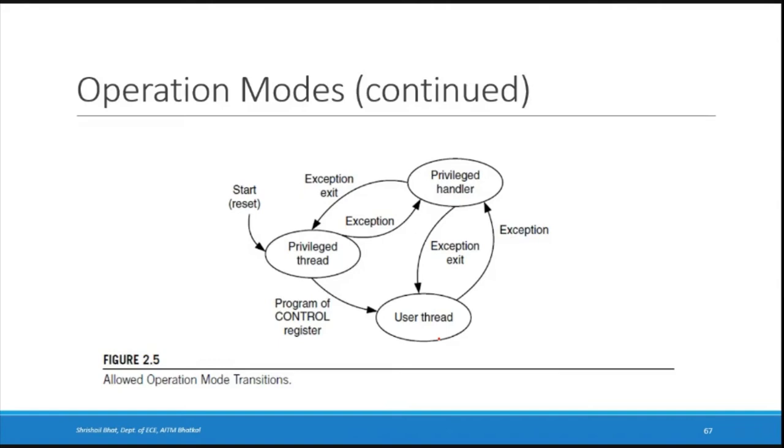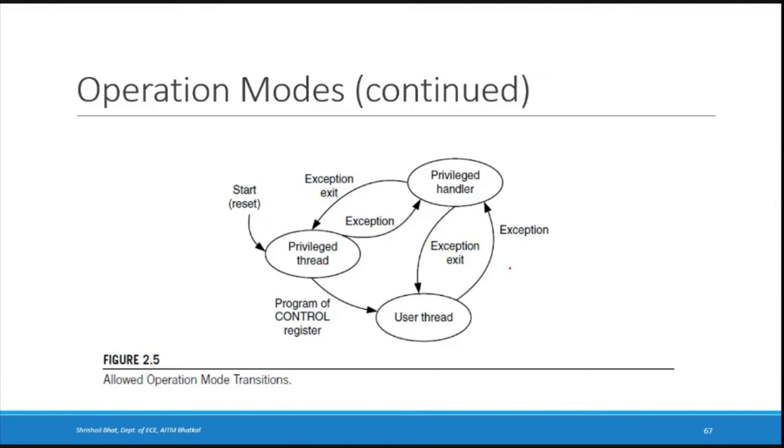But from user level thread, if it has to go to privileged level thread, it cannot do that change just by changing the control bit. From privileged level, you can go to user level by changing control bit 0 from 0 to 1. But you cannot change that bit from 1 to 0 and go to privileged thread. What I mean is, from user level thread, if you want to go to privileged thread, it has to cause an exception.